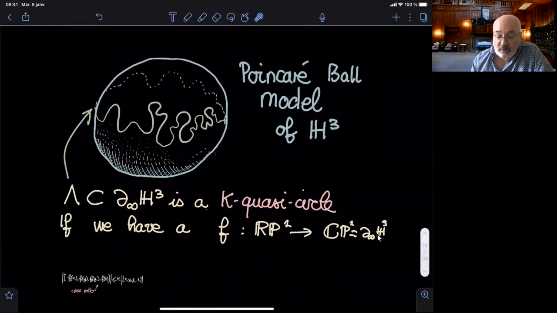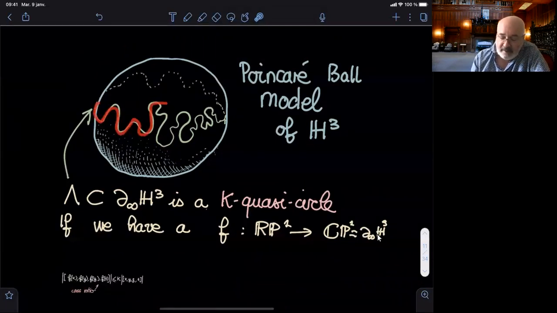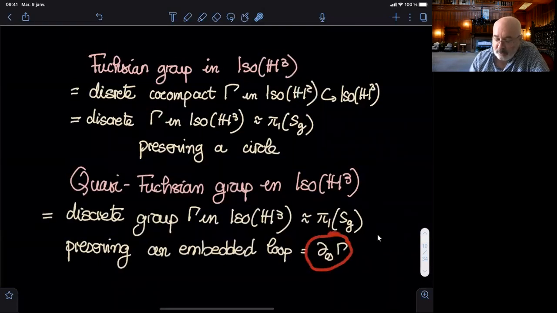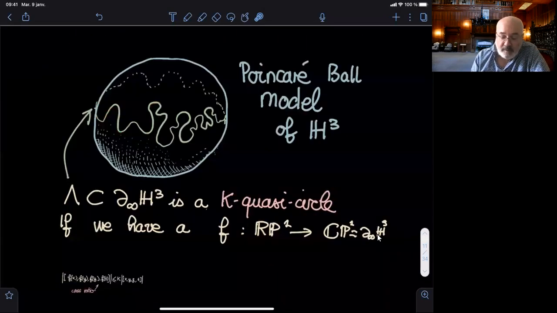Right? So let's do a little drawing. This is an object here, this loop, and a quasi-Fuchsian group is something that preserves a loop like that, which is not necessarily a circle. So it turns out that this loop, which I said before is denoted as the boundary at infinity of gamma itself, has some nice properties.